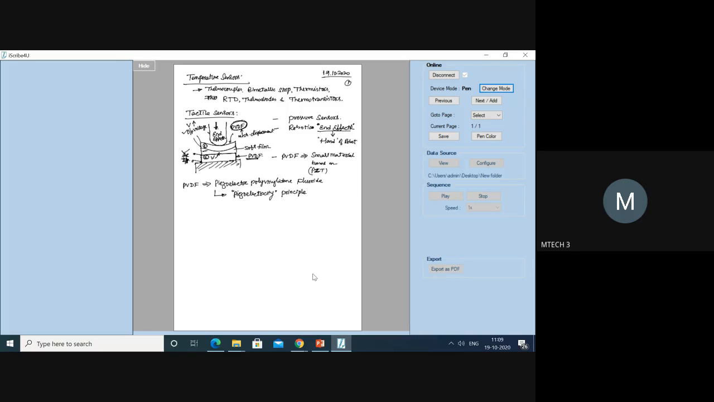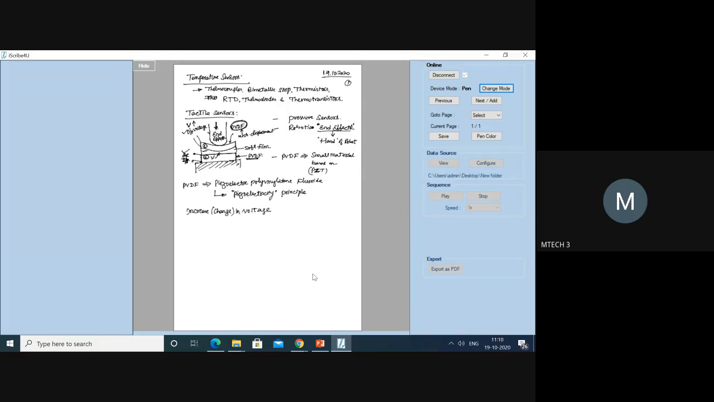What is the importance of this tactile sensor? You are only sensing whether there is any feel, whether any touch has happened to the member. Once there is a touch of the end effector onto the PVDF, the voltage is going to increase. So an increase or change in voltage indicates what?